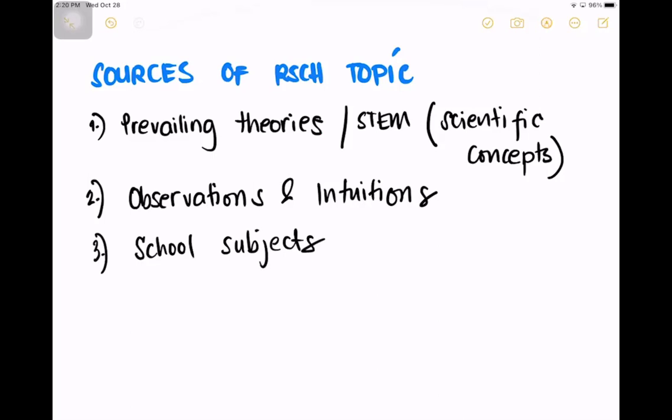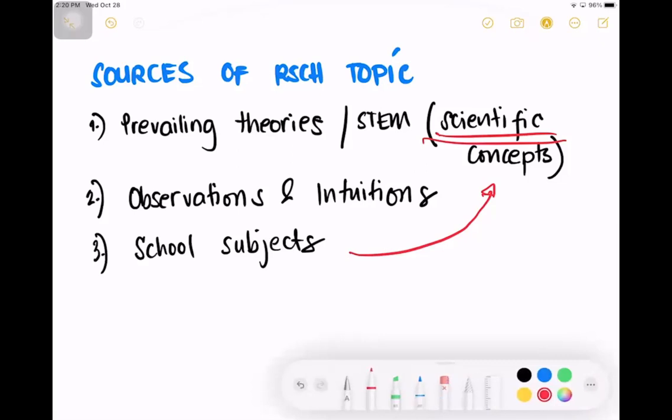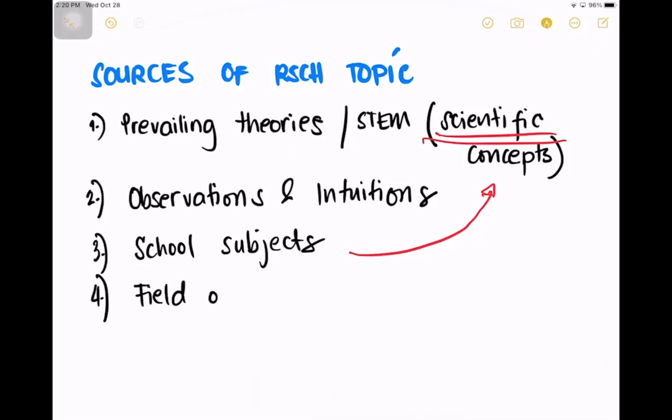So we can relate your school subjects again here with your concepts, but it's not only scientific concepts. It could also be concepts that you learn in a particular subject, and you might say, oh, this is probably interesting, so I can use this as my source of research topic, something that I might be interested in. Together with your school subjects, you could also relate that to your field of interests, or your specialization.